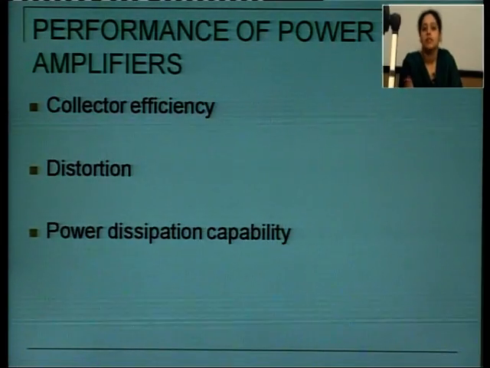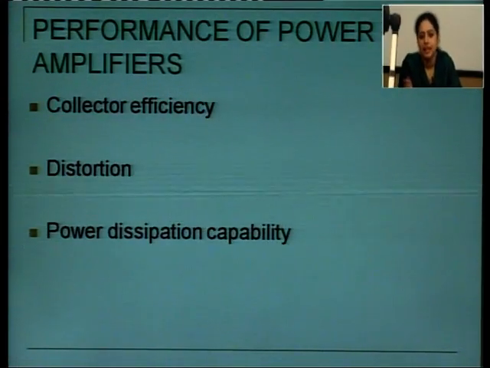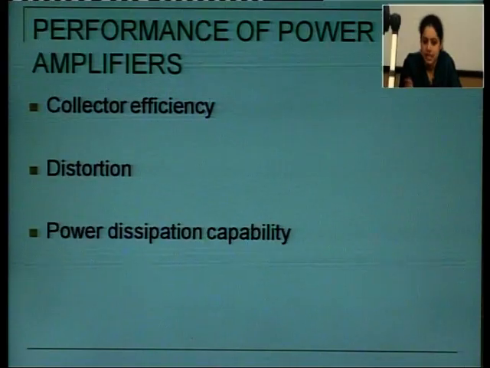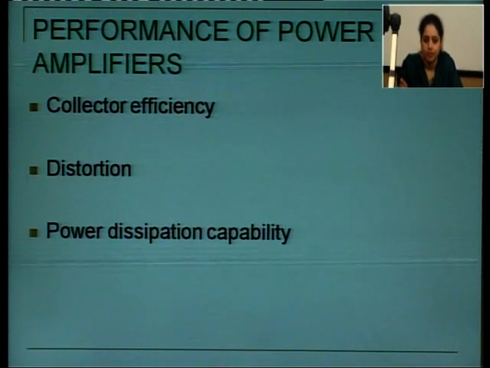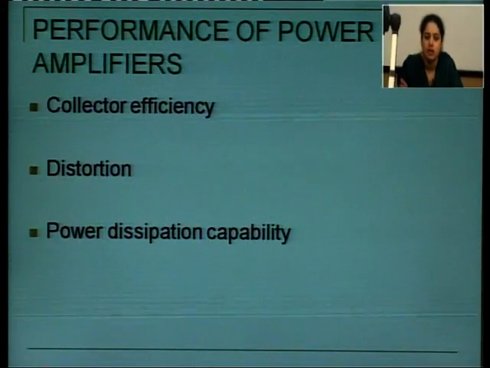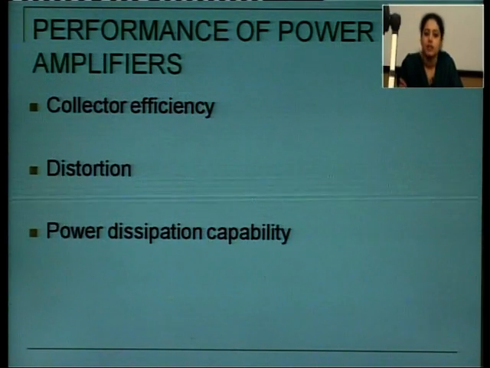Now, the performance of your power amplifiers can be defined in 3 terms, that is the collector efficiency, second is the distortion, and third is the power dissipation capability. Now coming to the collector efficiency, we know what efficiency is. It is the output upon the input. Now collector efficiency, as the name indicates, you are calculating your output across the collector terminal of the transistor.